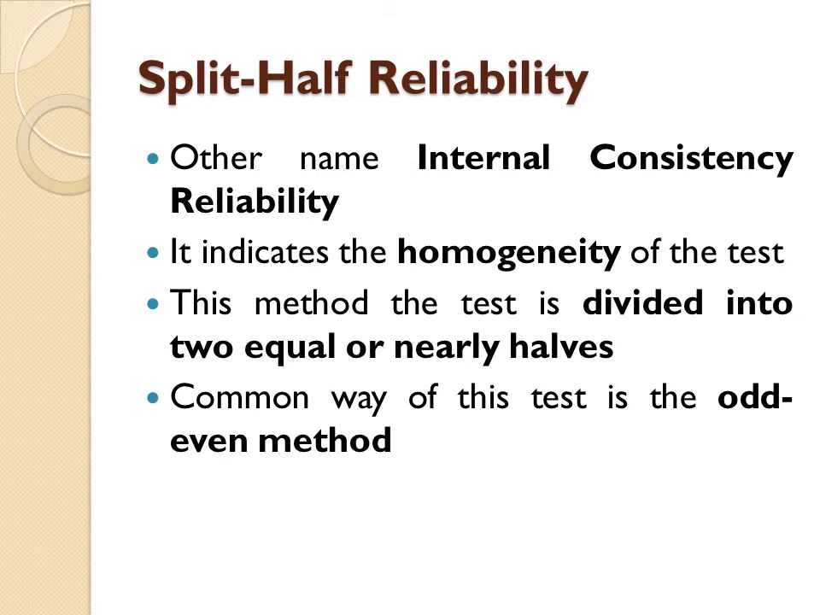A common way of doing this is the odd-even method. Just to make sure that it is divided equally, you divide it depending on the even and odd numbers. So test 1, or the first half, would consist of the even numbers, and then the second half would consist of the odd test item numbers. So let's go to the next.